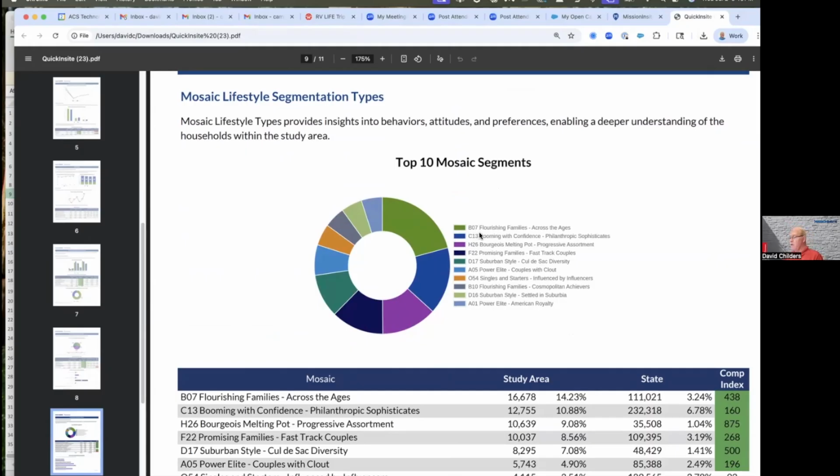If you would, Heidi, write down B07, B07, C13, and H26. Got it. All right.